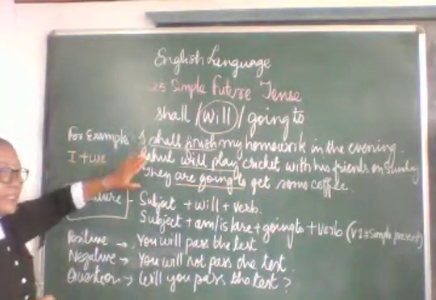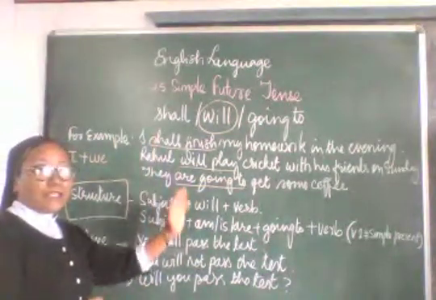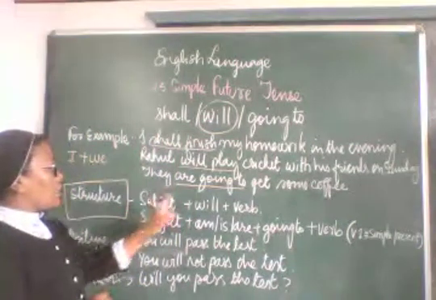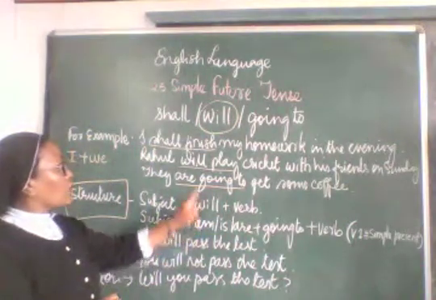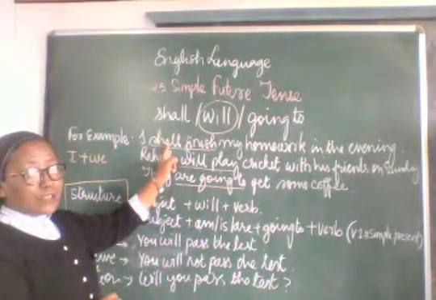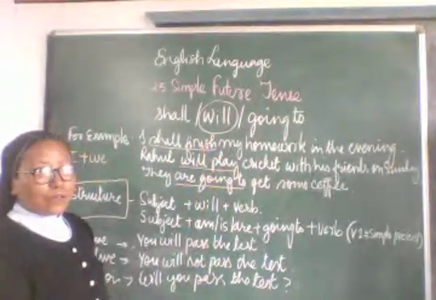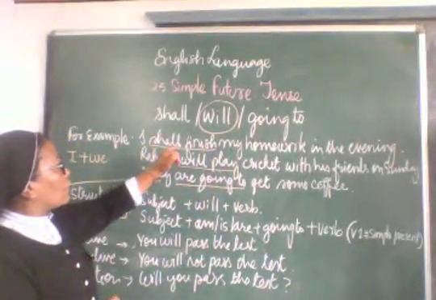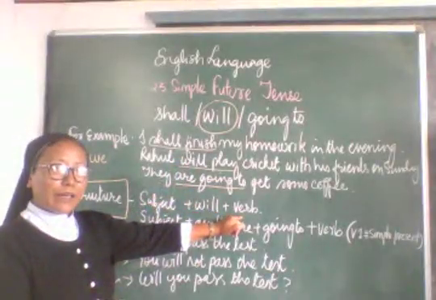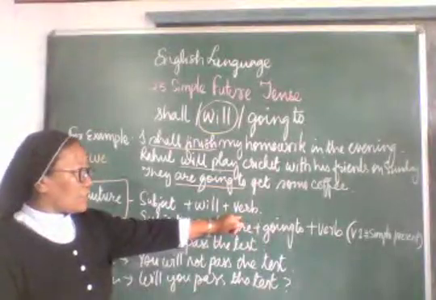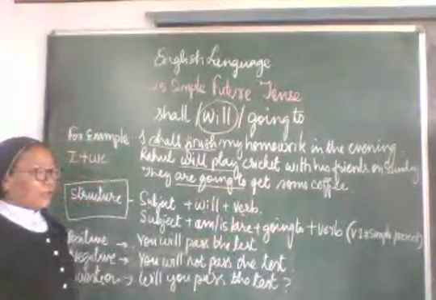So look at the structure. Since we have seen these sentences, now we will see the structure, how this sentence is being formed. Subject, will, and verb. Subject, I, will, verb. See, I use the shall here, isn't it? And verb, finish. So you can see I shall finish. Subject, will, and then verb to express my future plan or future action. So see this: subject, will, and verb.